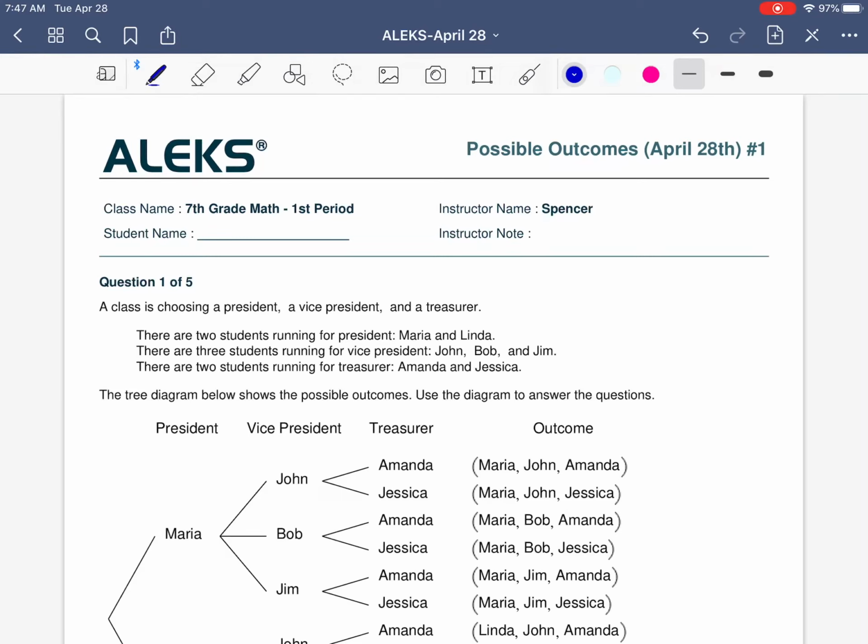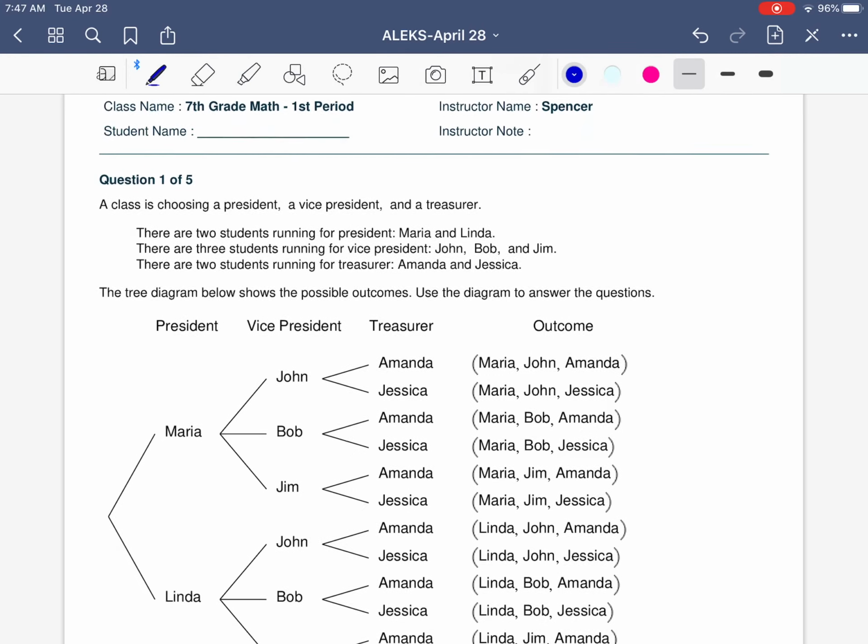In our lesson today we're going to talk about possible outcomes. And this is just another part of probability. And so anyway, let's go ahead and look at number 1.